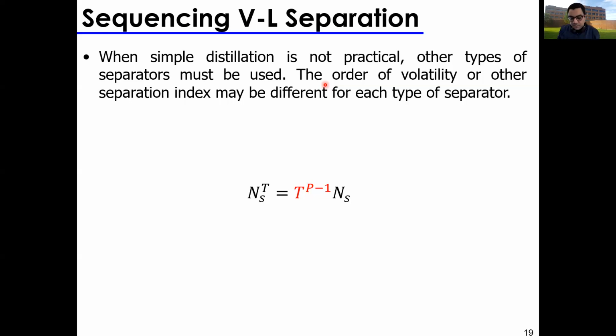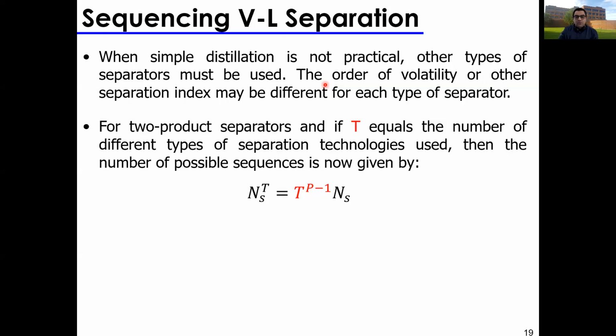So you could get that information from that course, okay? So in the cases where I'm using two product separators, and if T equals the number of different types of separation technologies, the number of sequences is now given by this, right? So if you're using more than one separation technology, you need to adjust your number of sequences using this parameter T to the power of P minus 1, okay? So now, because you're using multiple technologies, your number of possible choices, number of possible sequences increases by a lot. And this is the way to calculate the updated number of sequences.